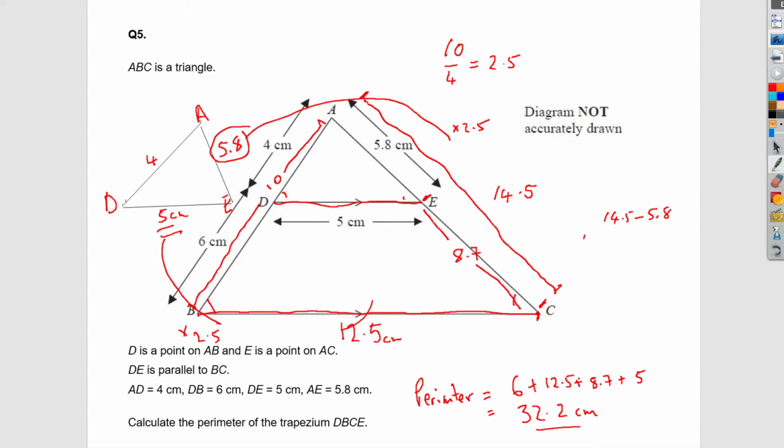This is a typical exam style question. So make sure you know all the steps as we go through this. Okay, clear this.